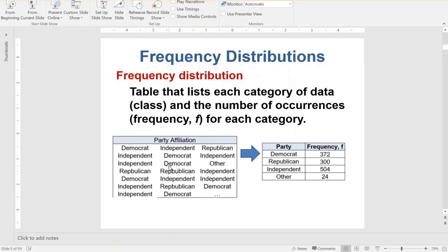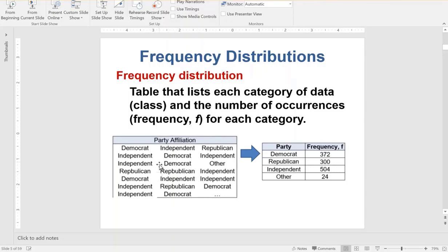So the first thing is, well, why don't you take this qualitative data and organize it into a table? So this is going to be called a frequency distribution. So it is a table that first lists every category of data, sometimes we call it classes, and then counts up the number of occurrences that occur in each category, and that's what we call the frequency.